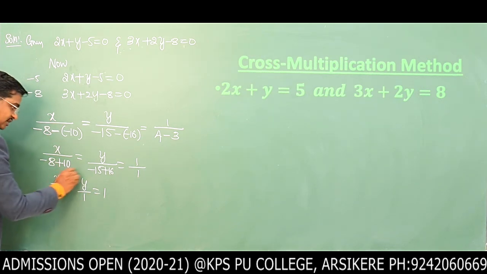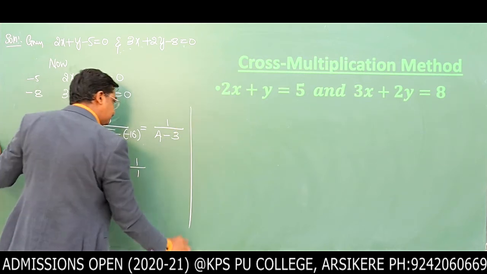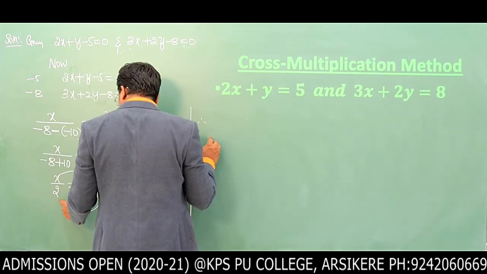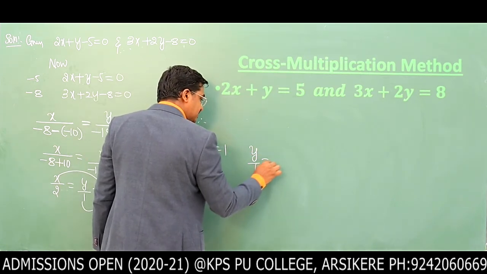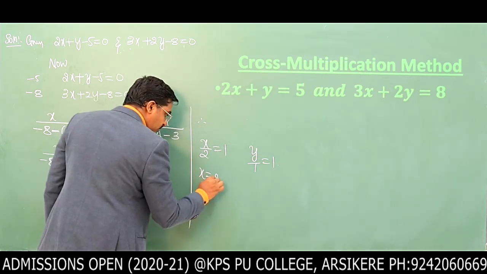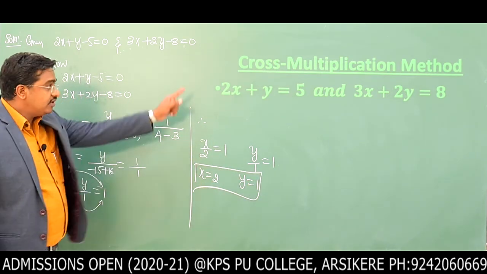Now take first and last term, and second and last term. Therefore, x divided by 2 is equal to 1 and y divided by 1 is equal to 1. X is equal to 2 and y is equal to 1. These are the values of what? X and y using cross multiplication.